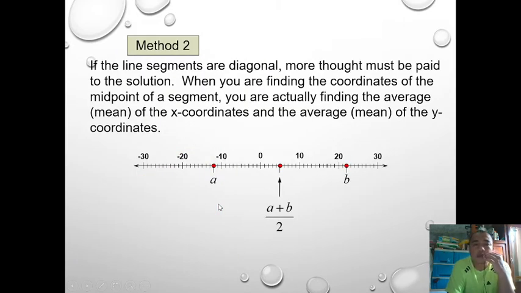Method 2. If the line segments are diagonal, more thought must be paid to the solution. When you are finding the coordinates of the midpoint of a segment, you are actually finding the average or mean of the x coordinates and the average or mean of the y coordinates. So how do we find the midpoint of line segment AB? What we have to do is add their coordinates: a plus b all over 2. So negative 10 plus 20 is 10, divided by 2, which is equal to 5.